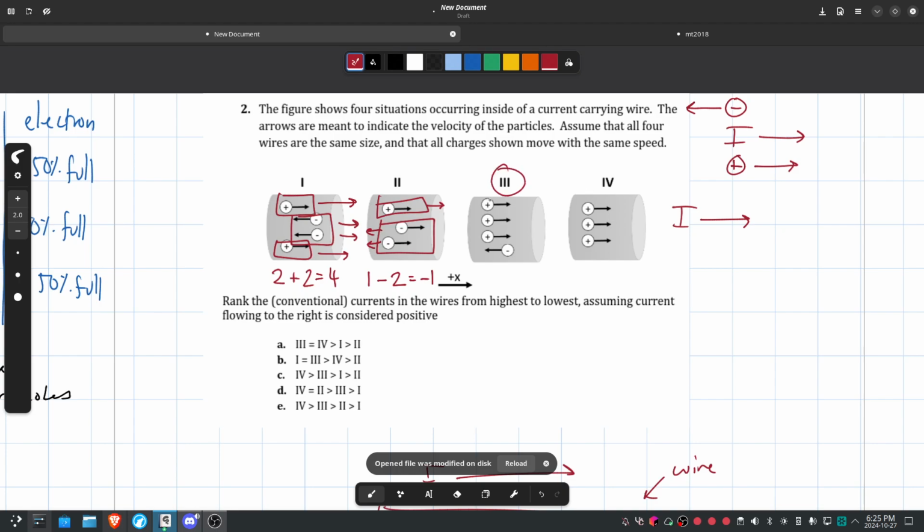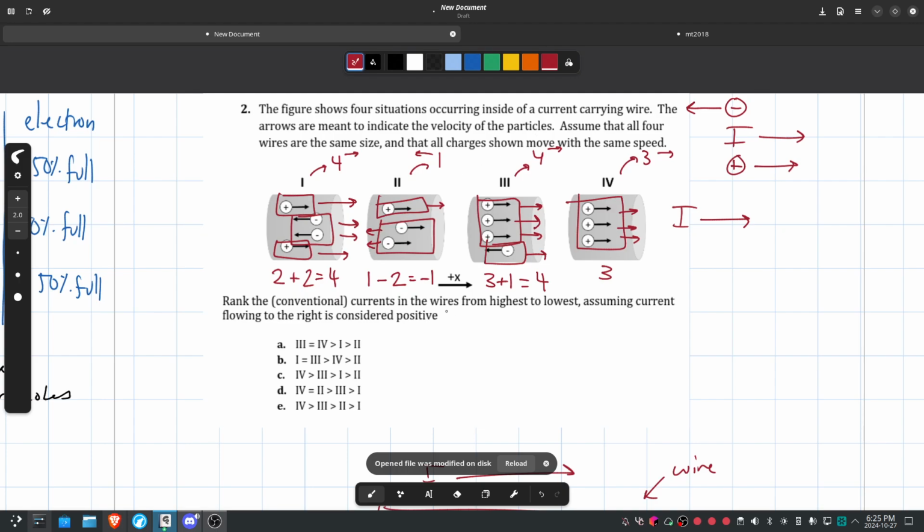Number 3. Once again, we have 3 positive charges going to the right. And we have 1 negative going the correct direction as well. So +1. That's 4 carriers. And the final one, we only have 3. So what is our current for each one of these? This one, it's 4. This one, it's 1 going to the left. 4 going to the right here. This one is 4 going to the right as well. And this one is 3 going to the right.